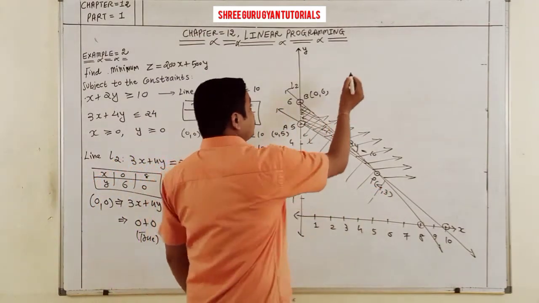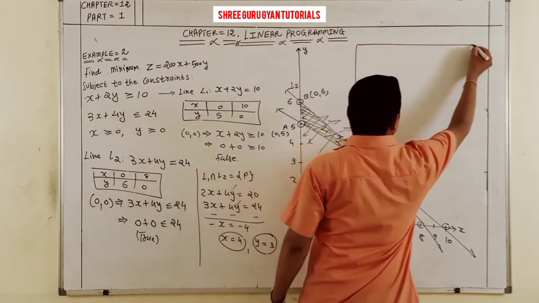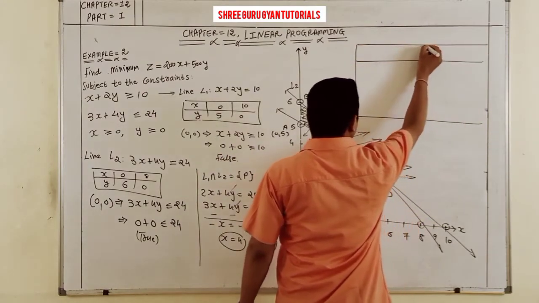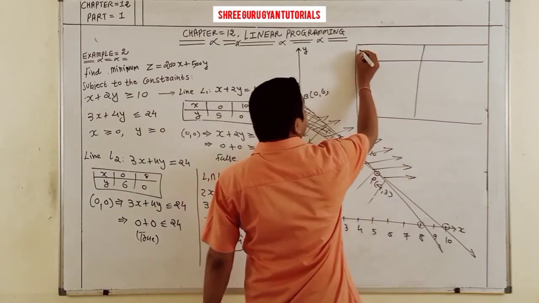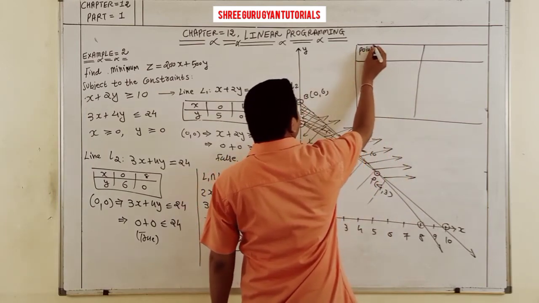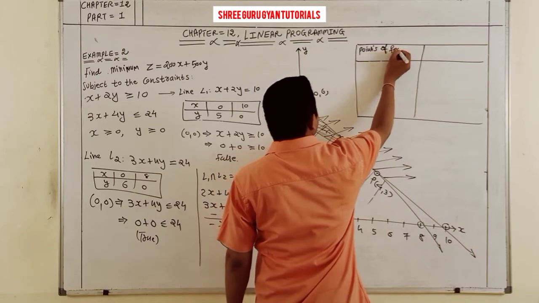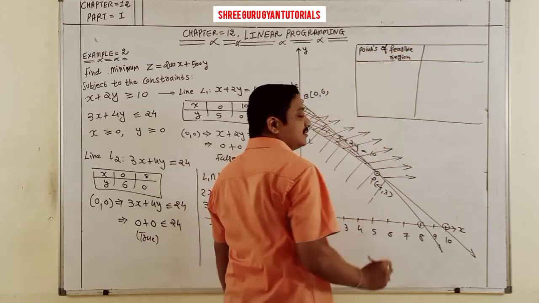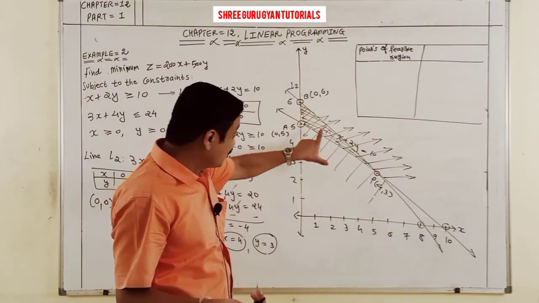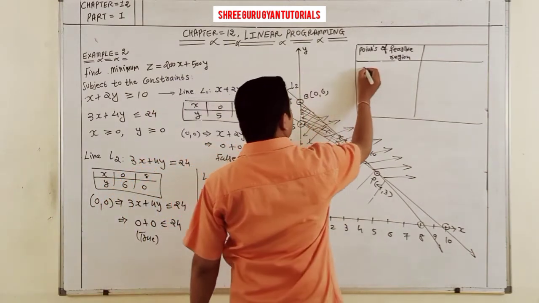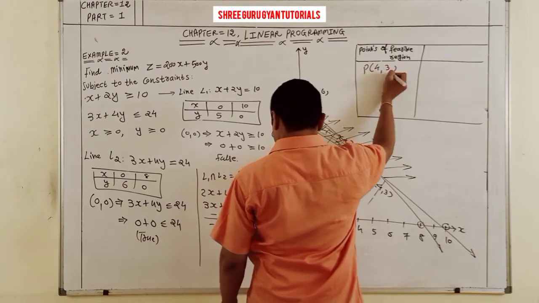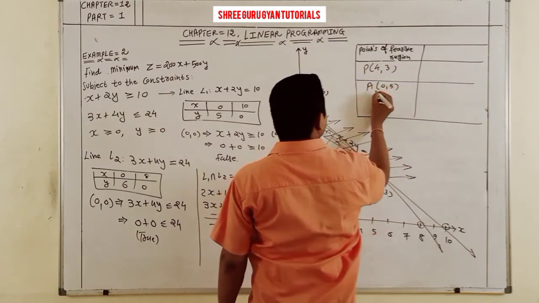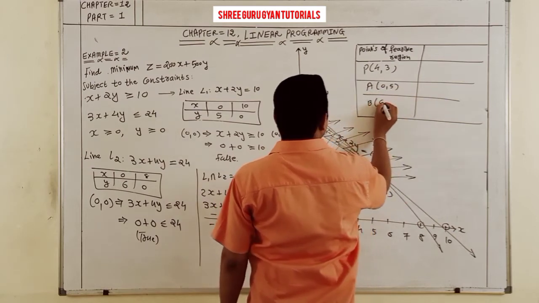Now I will go to the final solutions for this numerical. Find out the points on the feasible region, the points of the feasible area. These are the points: first P, 4 comma 3. Second A, 0, 5, and thirdly B, 0, 6.